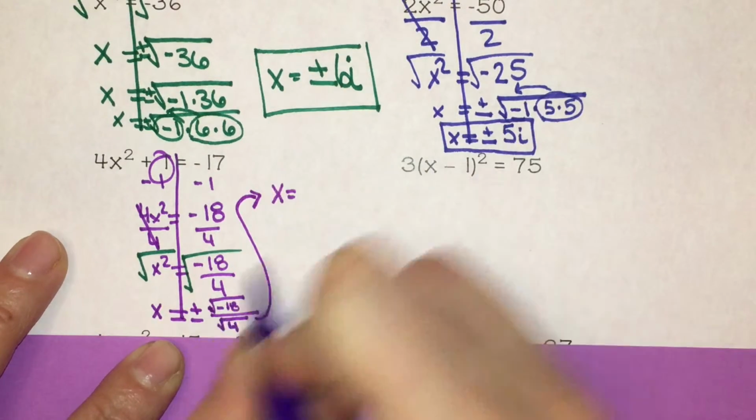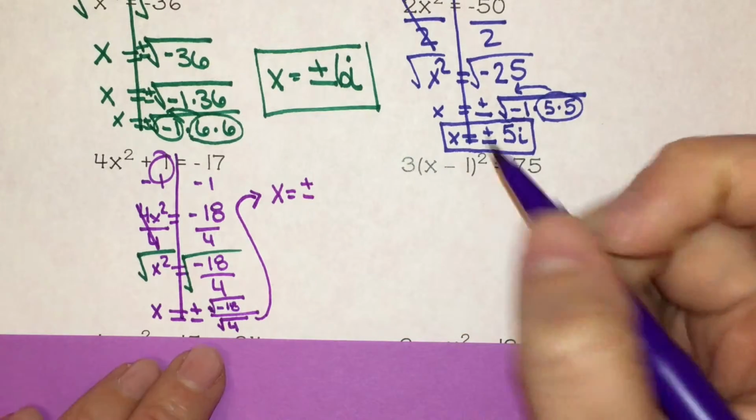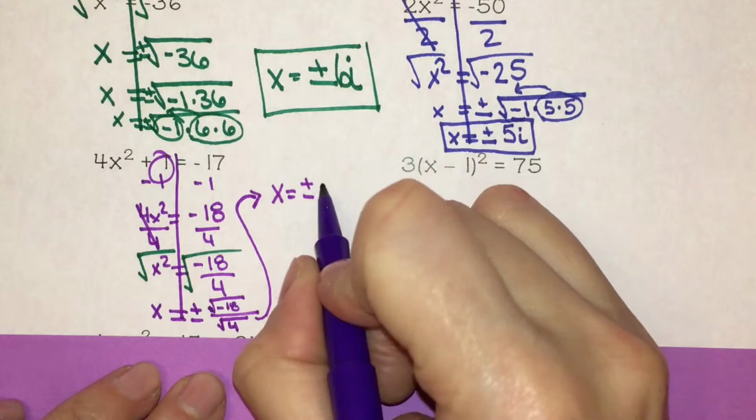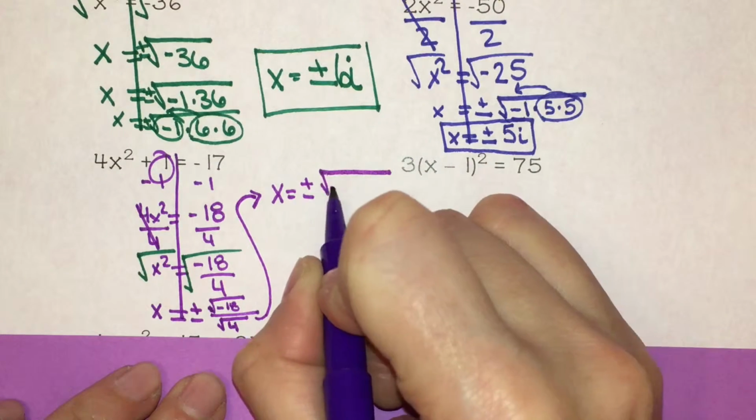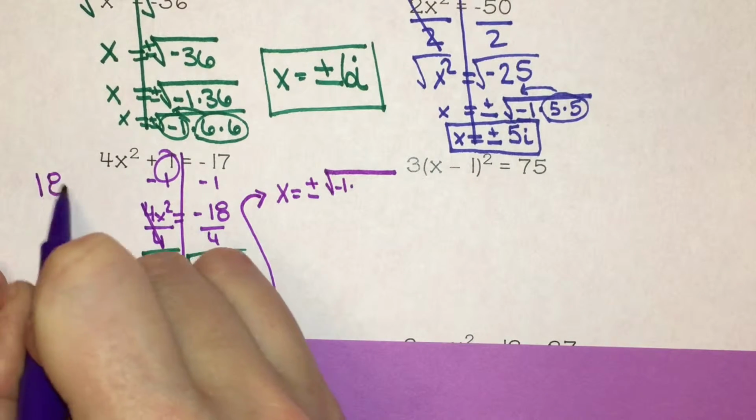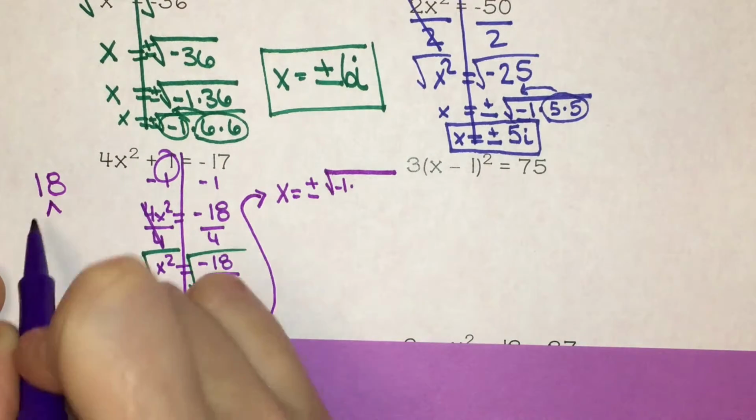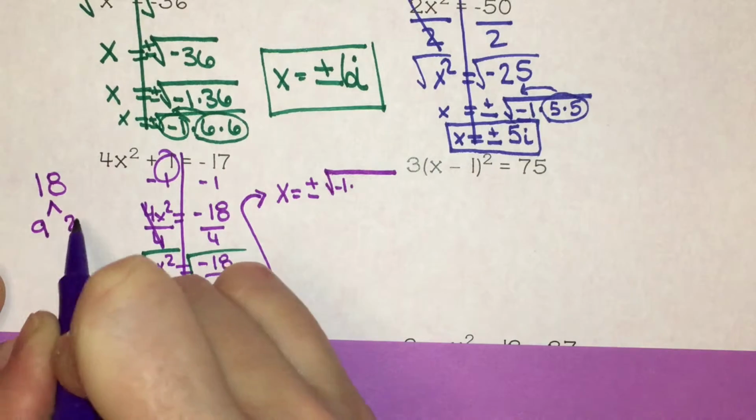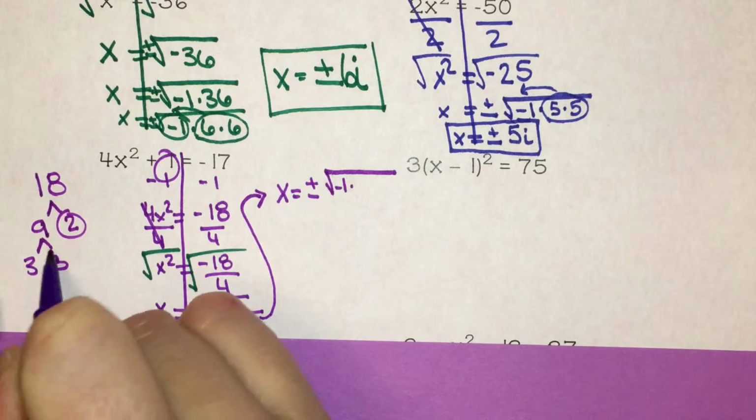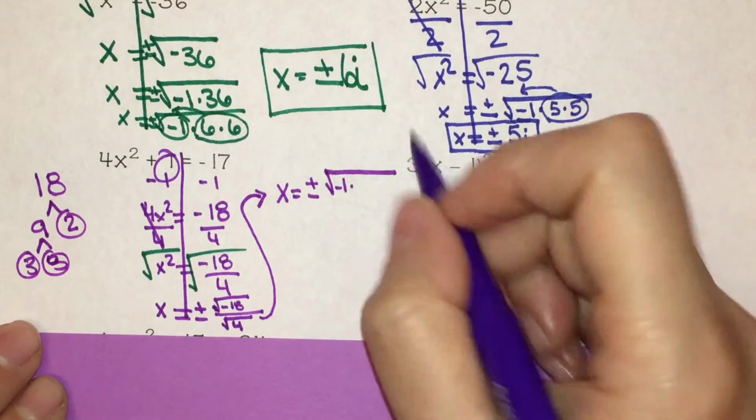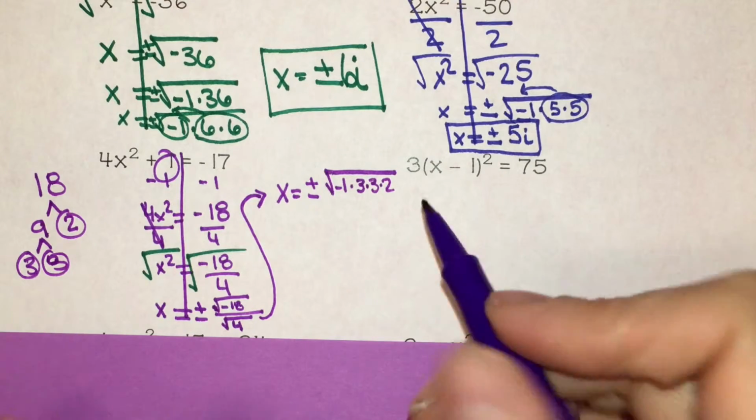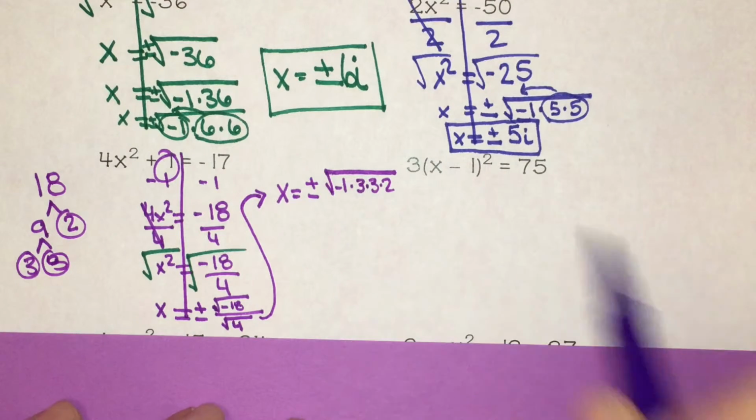I have x equals plus or minus square root of negative 18. I'm going to break this down. I want to have negative 1 times. I like to do a factor tree and break it down to its prime factors. Well, 18 is 9 times 2. 2 is prime. And 9 is 3 times 3. Those are all prime. So I'm going to write that under here. We have 3 times 3 times 2. And if they have buddies, I like to put them together.